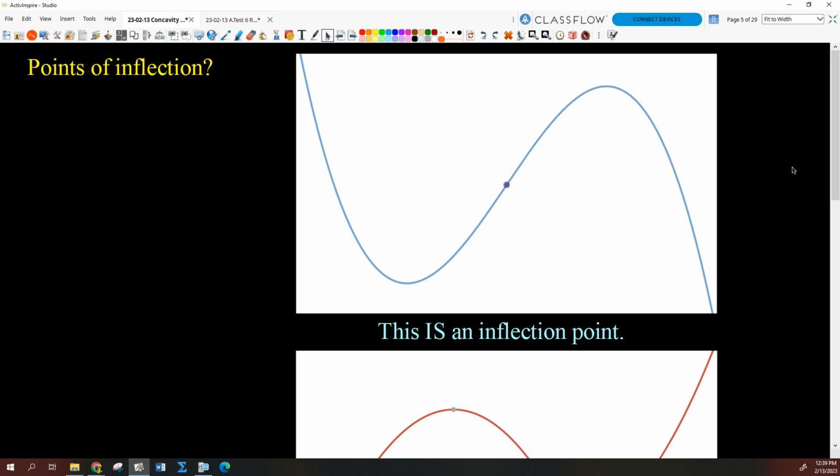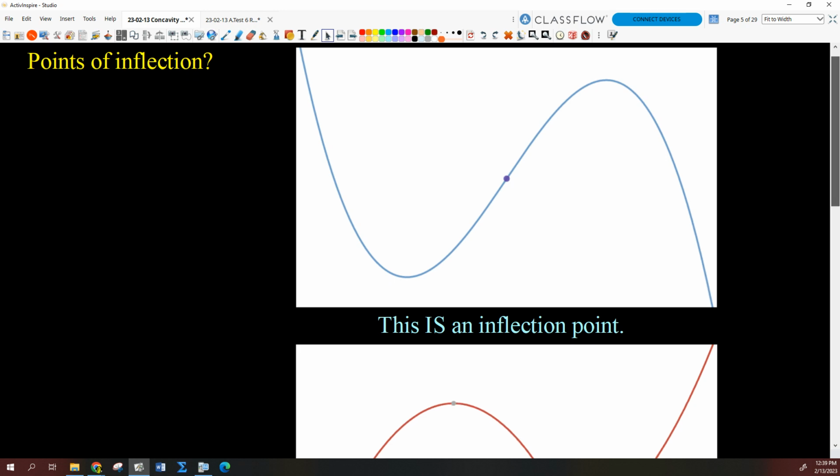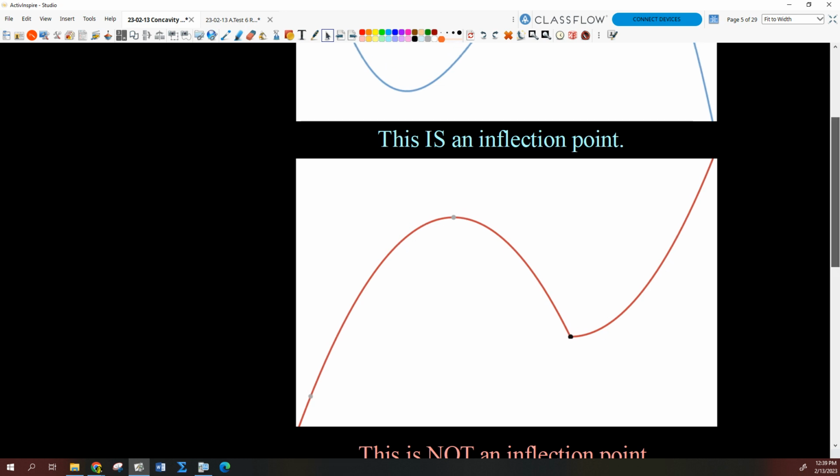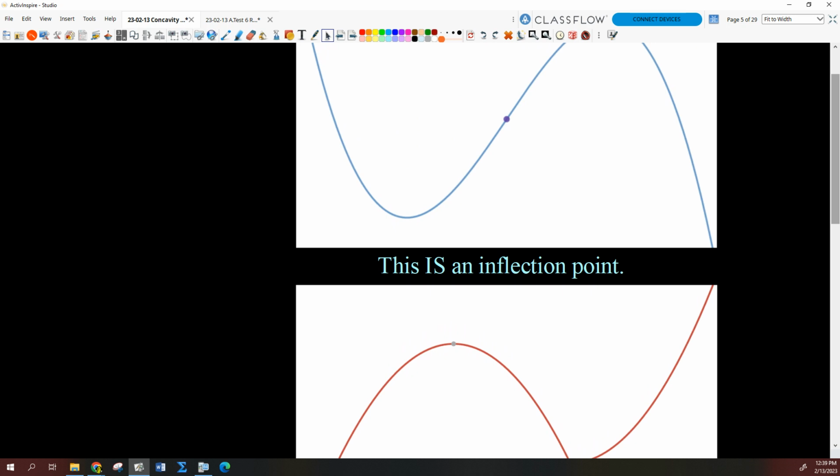All right, so then here's the next issue. This can be confusing to people, and this is another one where sometimes it isn't always treated super well, but I'm going to make it very simple for you. Can you tell me why the top example, the blue example, is an inflection point, but the red example is not? What's the difference between the two? What's similar about the two?